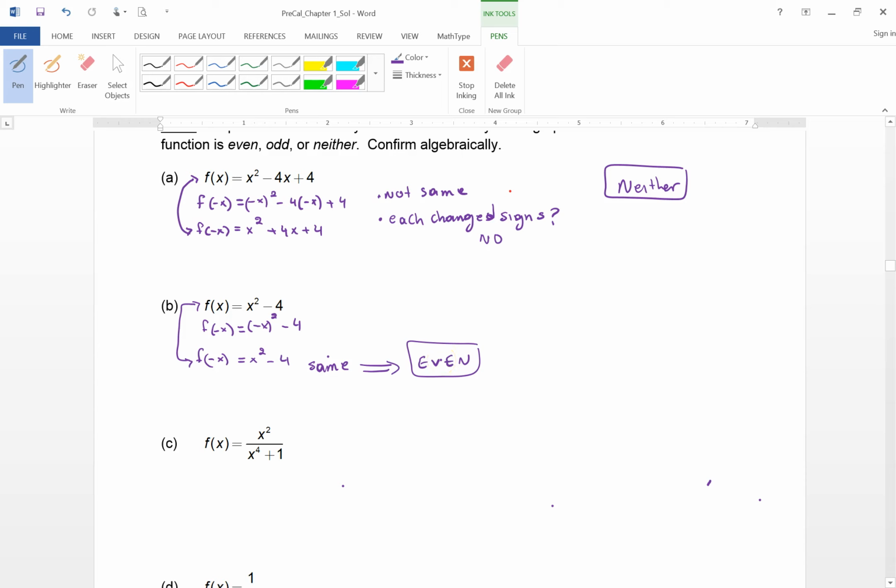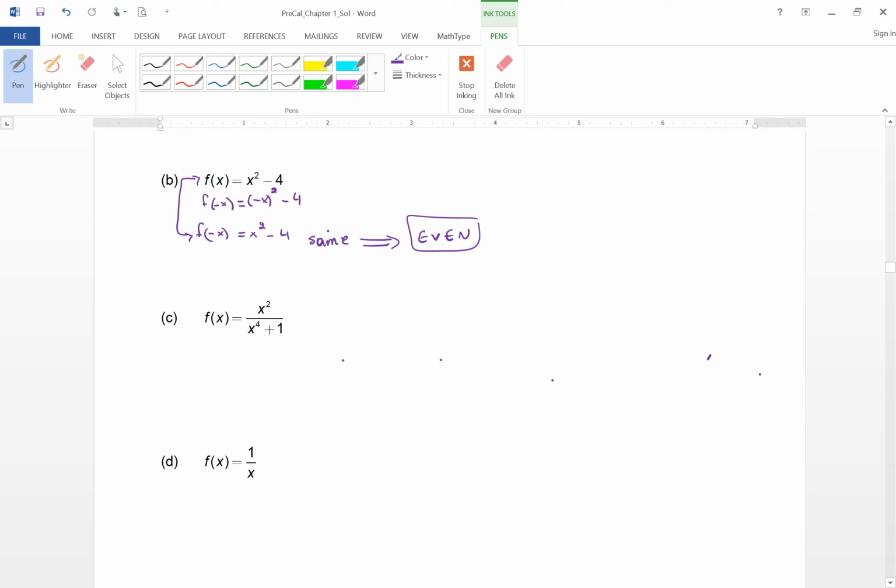Look at this next one. You plug in f of negative x. Negative x squared, negative x to the 4 plus 1. What do we get? X squared over x to the 4 plus 1. Compare these two. Are they the same? Yes, they're the same. So what type of function is this? Even. Okay? It's odd only if every single term has switched signs.